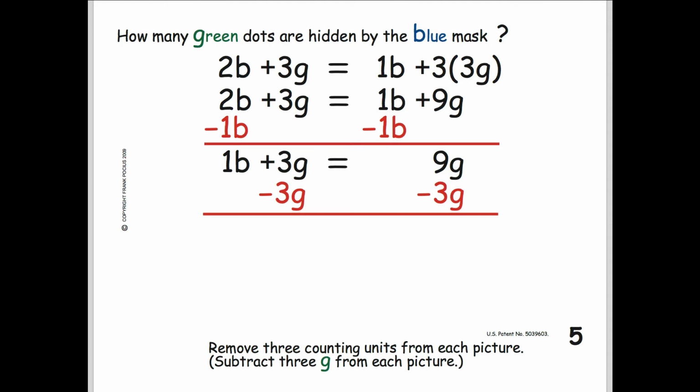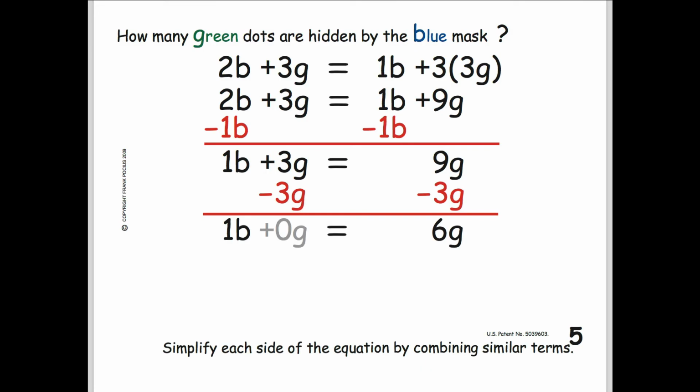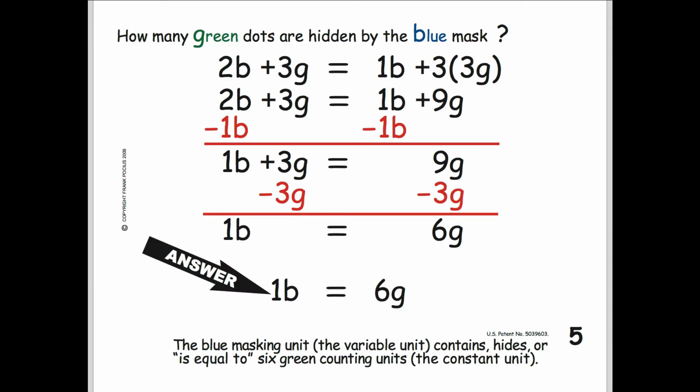Remove 3 counting units from each picture. Subtract 3G from each picture. Simplify each side of the equation by combining similar terms. The blue masking unit contains, hides, or is equal to 6 green counting units.